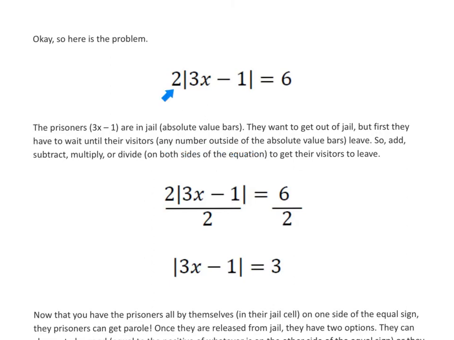So for instance, this 2 is a visitor. It's not in jail, so we have to get rid of it first. So we're going to move the 2, divide that out, right, because that's being multiplied. And then now we just have the prisoners themselves, the 3x minus 1, in jail.